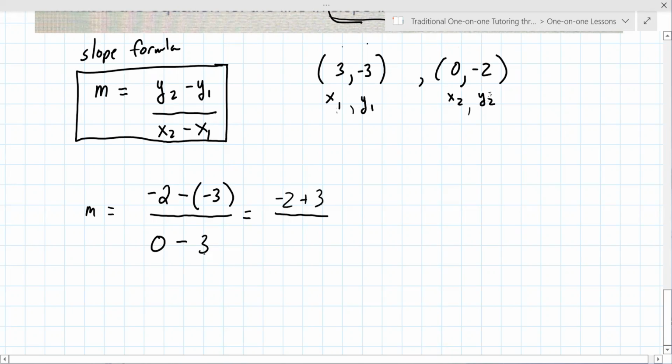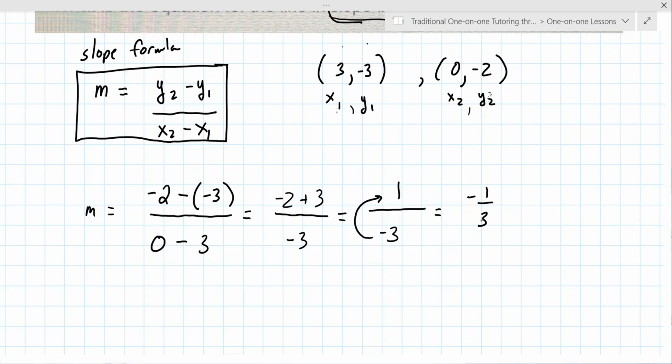What is 0 minus 3? 0 minus 3 is 3. It's actually -3. We'll get to that later. How about -2 plus 3? -2 plus 3 would be 1. So +1 over -3. And by preference, the negative goes up top, so it looks like -1/3.